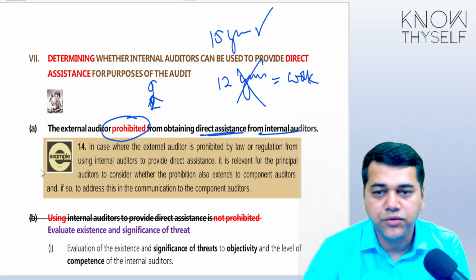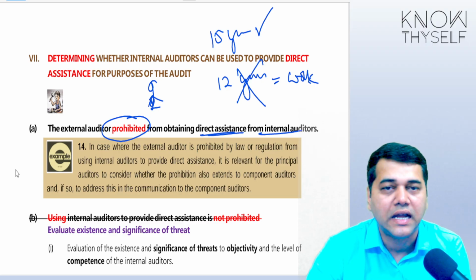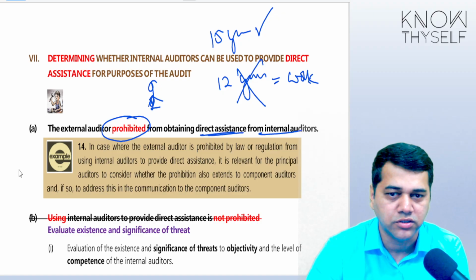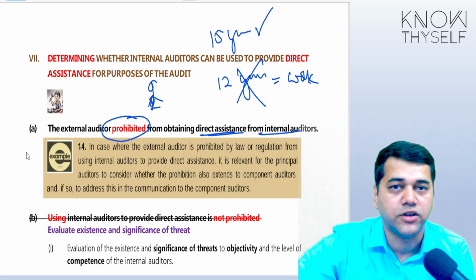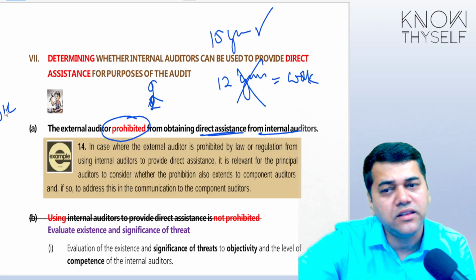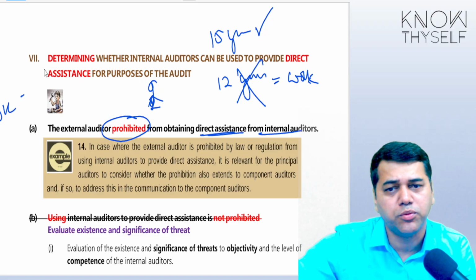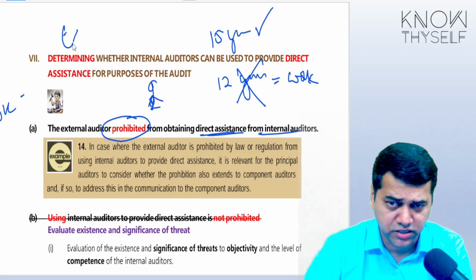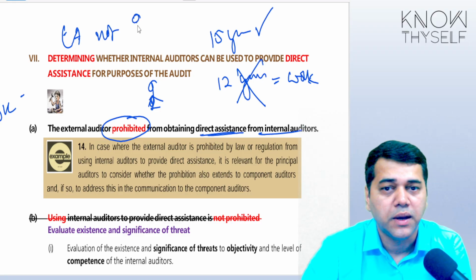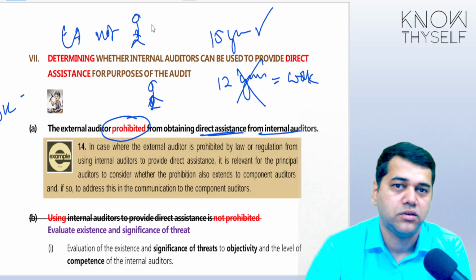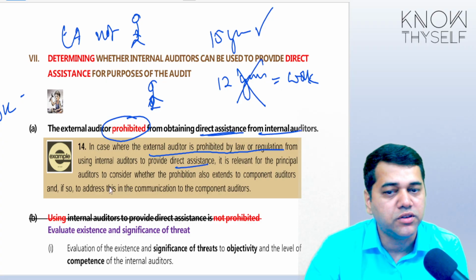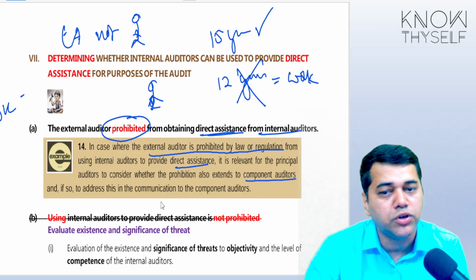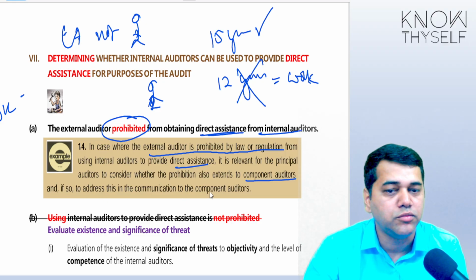Similarly, in India, we don't have any prohibitions in the Companies Act or in SEBI regulations or any regulation that you should not use the direct assistance of internal auditors. But if you go to the UK, there are very clear-cut restrictions put by some council that external auditors should not use people of internal auditors. So the very first thing: where the external auditor has been prohibited by law or regulation from using direct assistance, it is relevant for the principal auditor to consider whether the prohibition also extends to component auditors, and if so, address this communication to the component auditor.